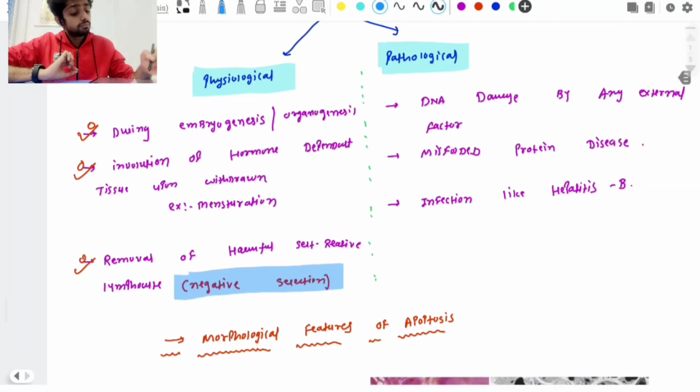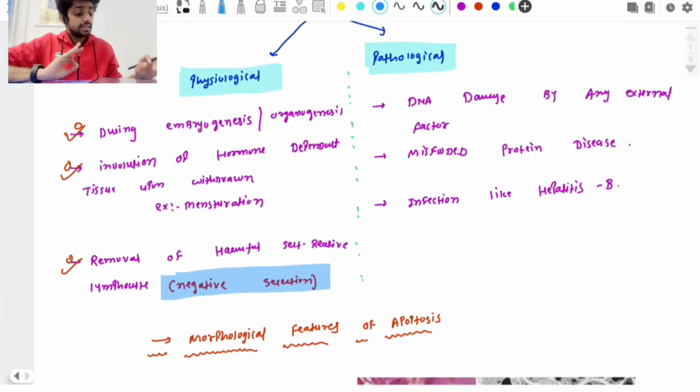And what are the pathological examples? Pathological examples include DNA damage by external factors. If any external factor damages the DNA, the cell becomes abnormal. If the cell becomes abnormal, we need to remove that cell now, otherwise it can become a cancerous cell. So for removal of such cells, apoptosis occurs in these conditions.